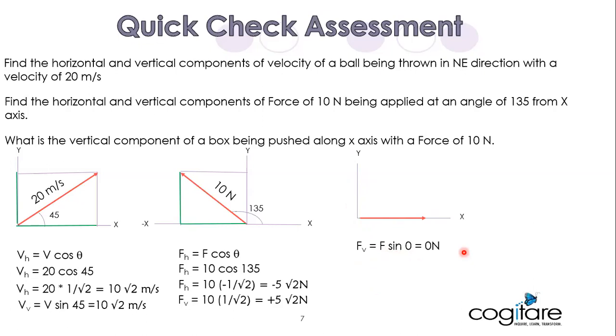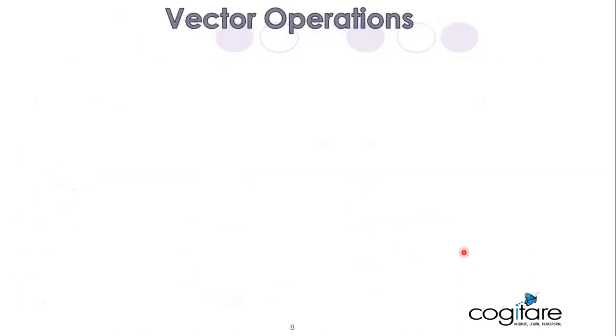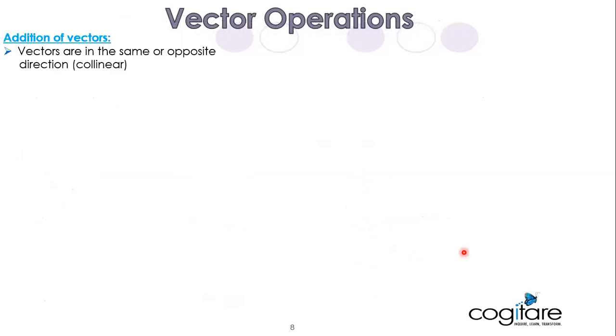In this lesson, we would like to discuss how to add vectors, right? In vector operations, addition of vectors is primary. These vectors can be in the same direction or opposite direction when they are collinear. How do we represent them?